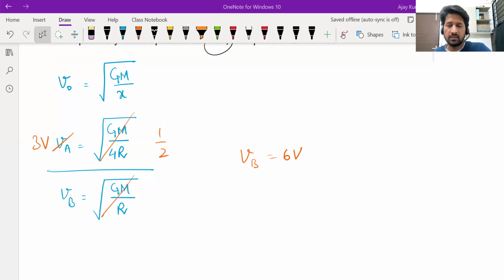Sir, any doubts? Sir, if they say radii, should we take it from the surface or the center of the planet? Why will you take radius from the surface? Radius will be taken from center only. Height is to be taken from the surface. Radius should be taken from center only. That is the meaning of radius.